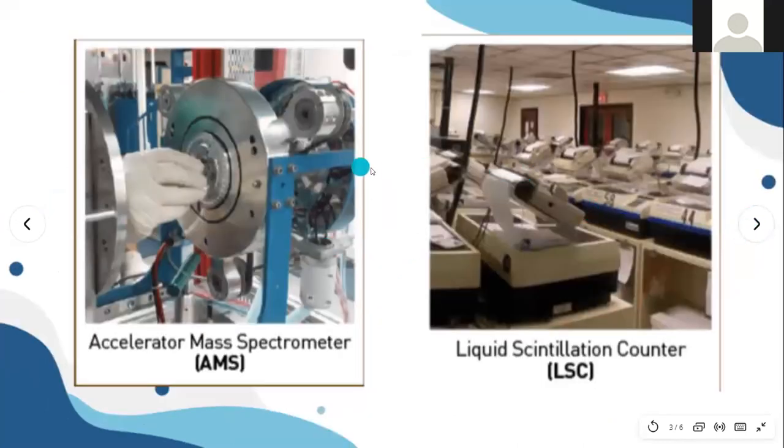This is the example of machines that use carbon dating application. The first one is the accelerator mass spectrometer, in short form AMS. AMS is widely used in archaeology for radiocarbon dating application. The second example machine is the liquid scintillation counter, in short form LSC. LSC is a standard laboratory method to quantify the radioactivity of low energy radioisotopes, mostly beta emitting and alpha emitting isotopes. So these are the example machines that use carbon dating application.